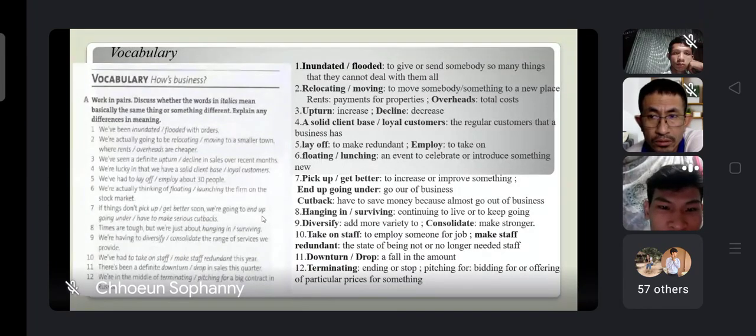Eight is hanging in or surviving. That means continuing to live or to keep going.